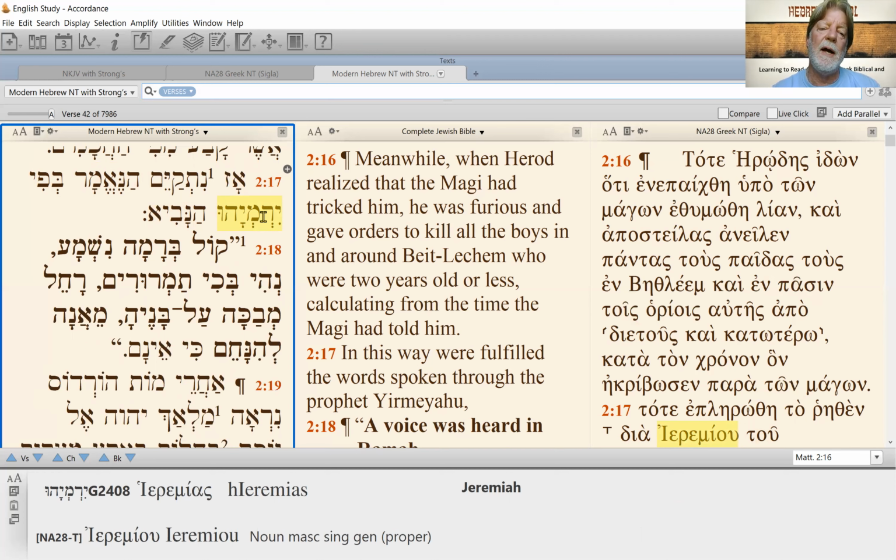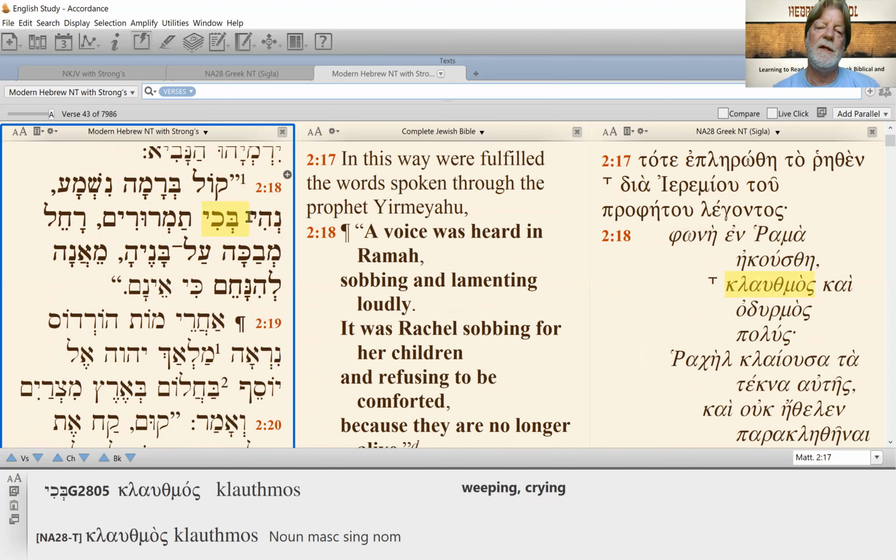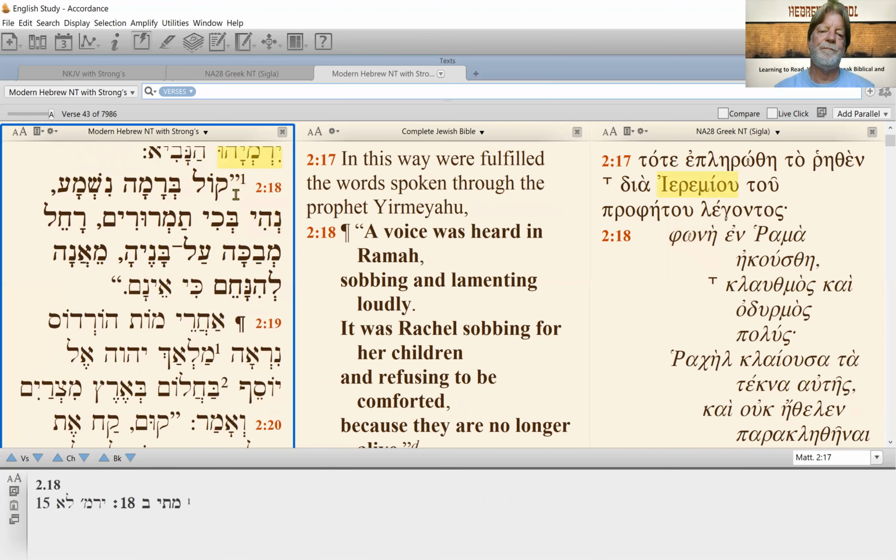This name, Yirmiyahu, the who part doesn't translate in English, but Hebrew names that end in yahu. Yahu is a shortened form of Yahweh. So I don't know, Yirmiyahu probably means something like Yahweh is the highest or something like that. But be on the lookout for Hebrew names that end in yahu, Yirmiyahu.